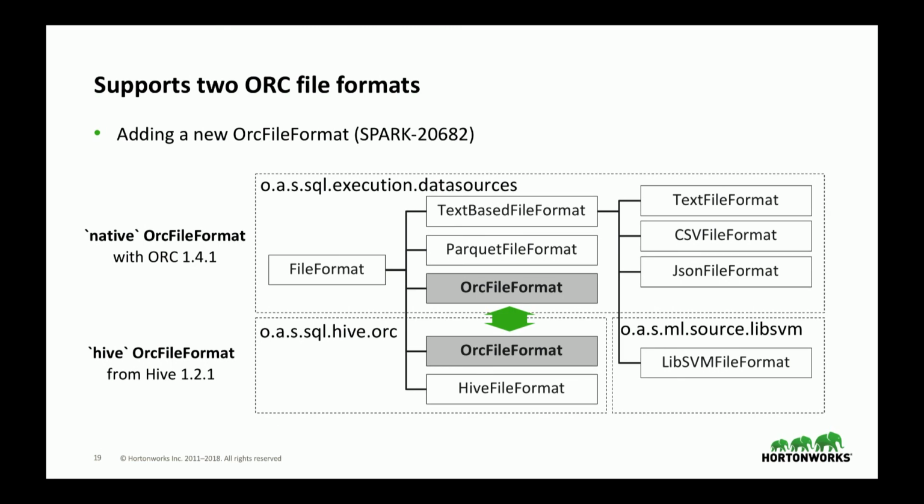In the current approach, we add another new file format for ORC using Apache ORC. So you can see the native ORC file format is based on Apache ORC, and the Hive ORC file format is just the existing one. We name it just an alias. So this is the class hierarchy of the file formats in Spark. You can see there is a text-based file format, with CSV and JSON inside it, and the Parquet and ORC file formats, and another ORC file format and the Hive file format. The upper one is the new one, and the lower one is the existing one.